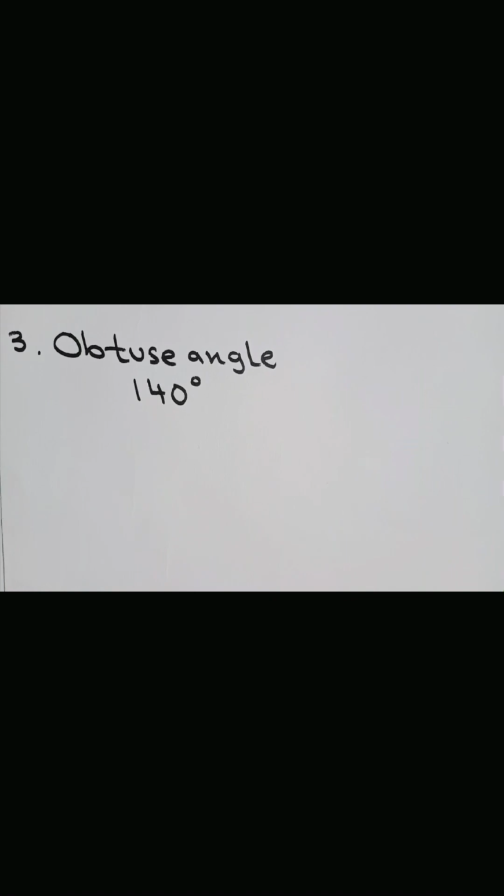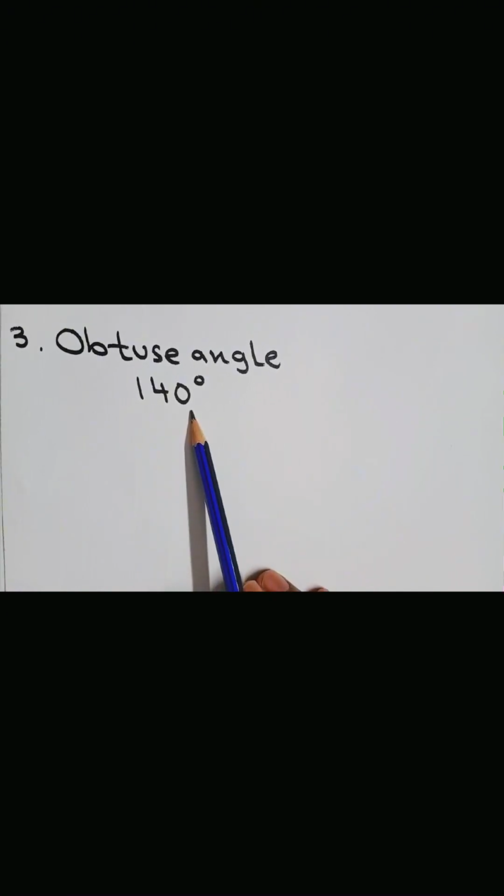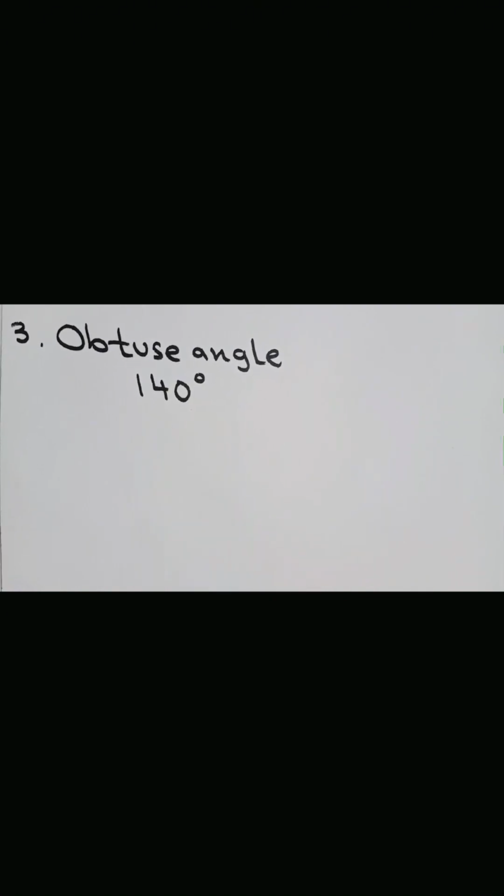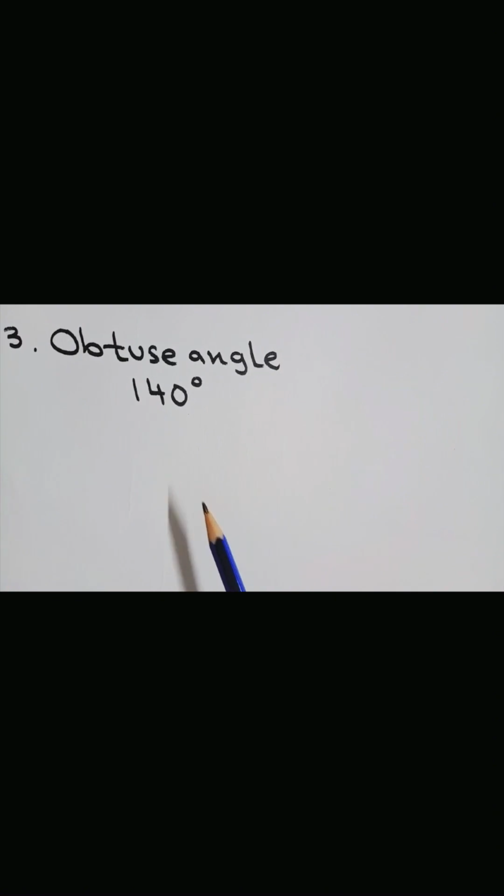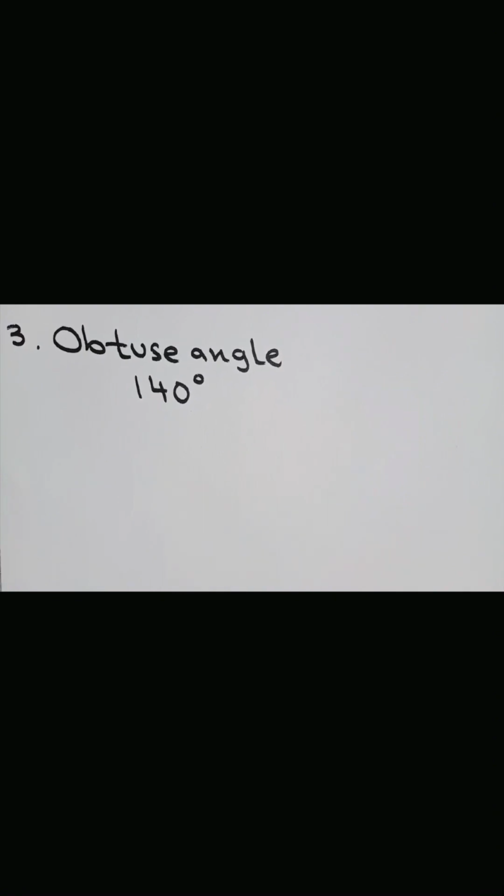We have an obtuse angle of 140 degrees and we have to construct its angle bisector. This obtuse angle and its angle bisector we will construct from the right hand side. Please understand the way of construction.